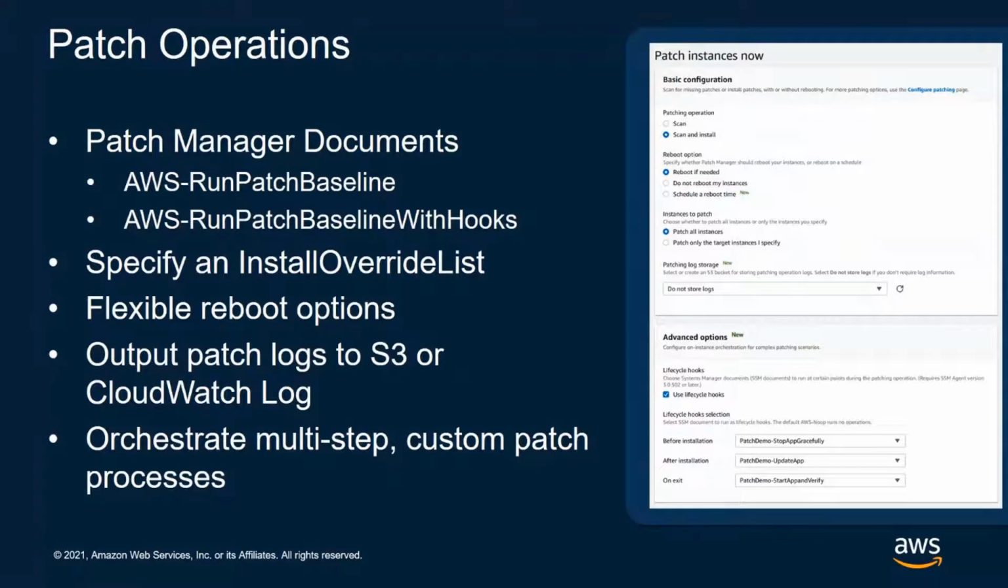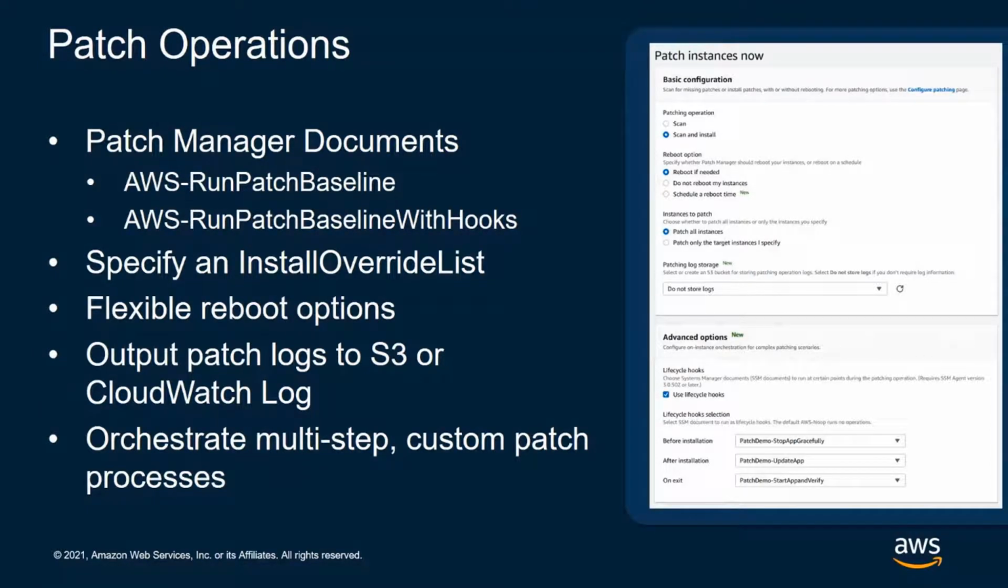After you define the criteria for the types of updates you want to scan for or install using patch baselines, you're then ready to begin performing patching operations. Patching operations can either be invoked on an ad hoc basis or occur on a scheduled basis. When performing these patching operations, you're primarily going to leverage two AWS provided documents, AWS Run Patch Baseline, or a recently released document called AWS Run Patch Baseline with hooks.